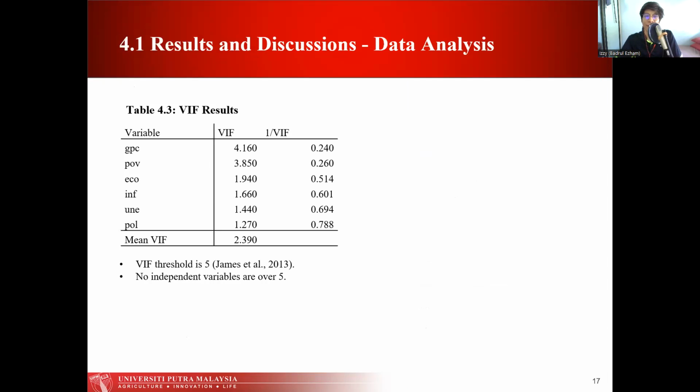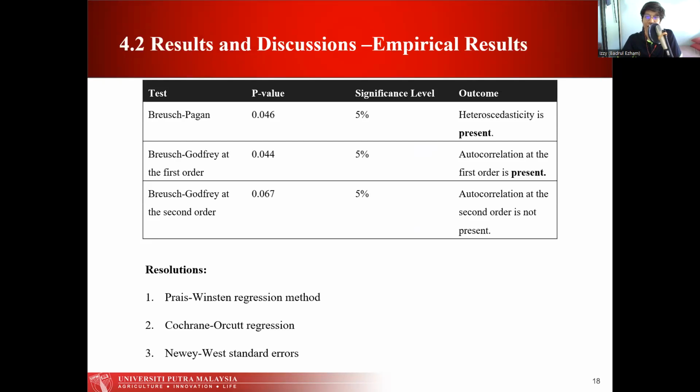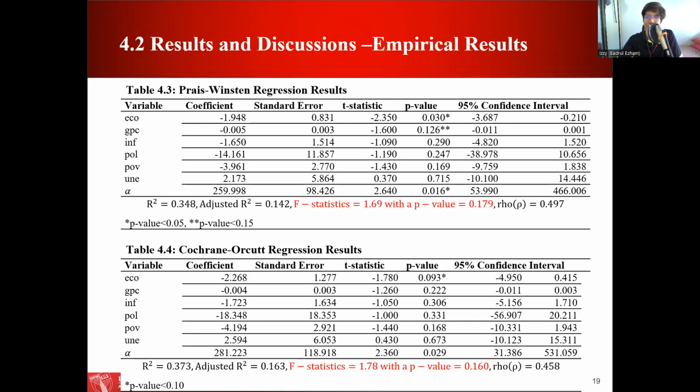Okay, so the multicollinearity test: so far the model does not suffer from multicollinearity, as none of the variables have a variance inflation factor above 5. Now, from the other tests, heteroscedasticity is present and autocorrelation at the first order is present. So we can use the two generalized least squares methods, the Prais-Winsten regression method or the Cochrane-Orcutt regression method. And we can also use the Newey-West standard errors.